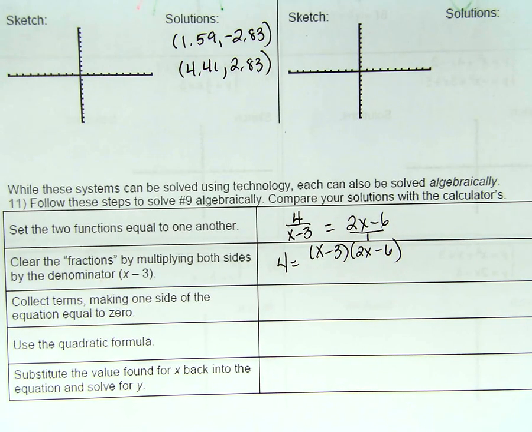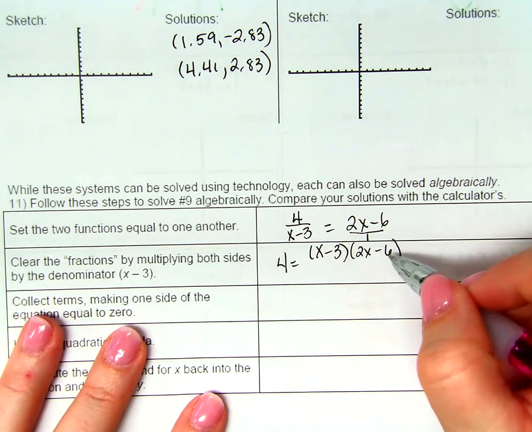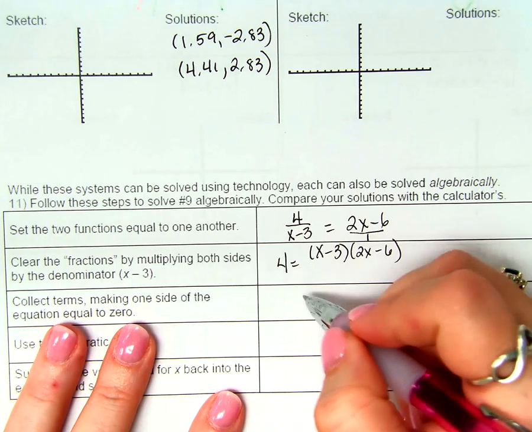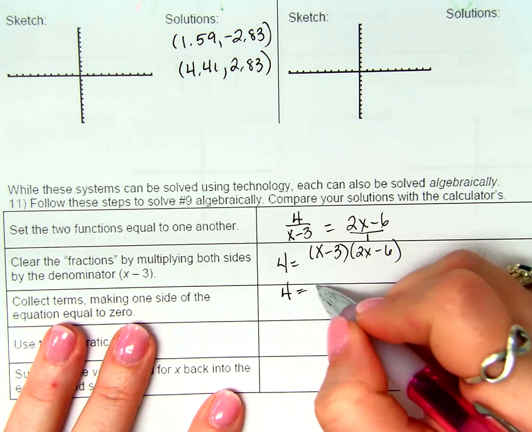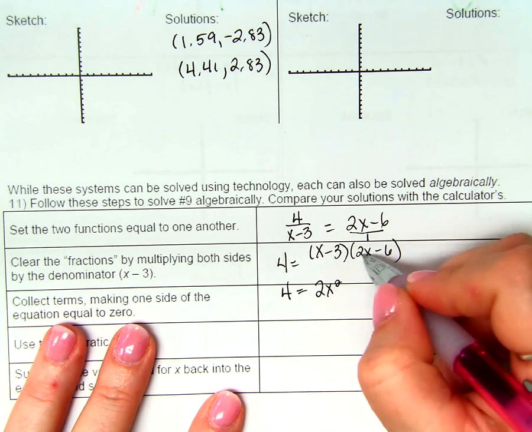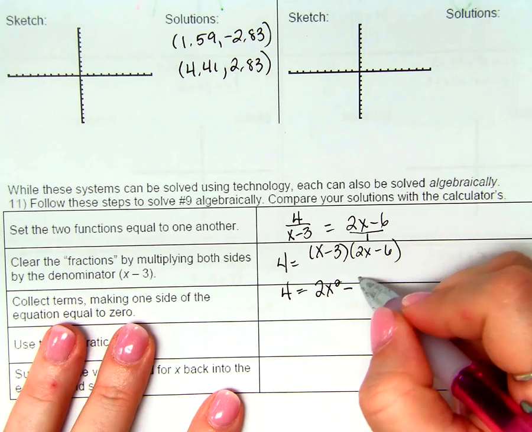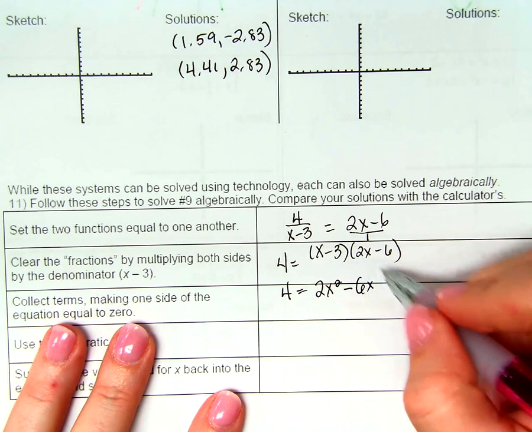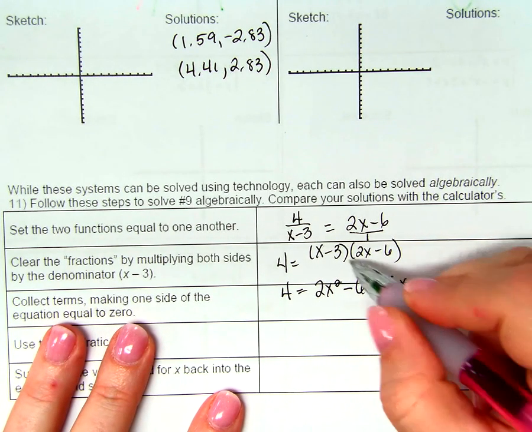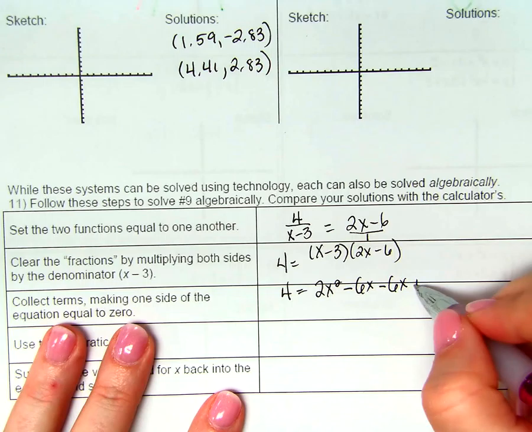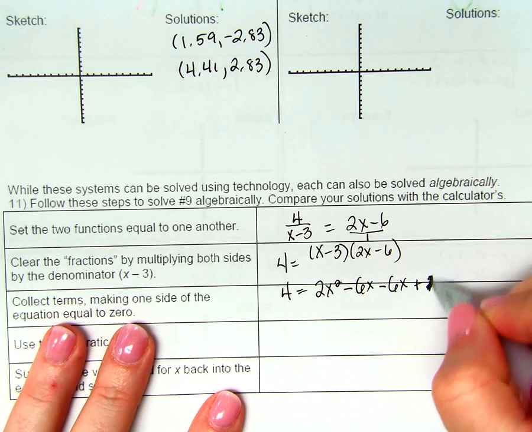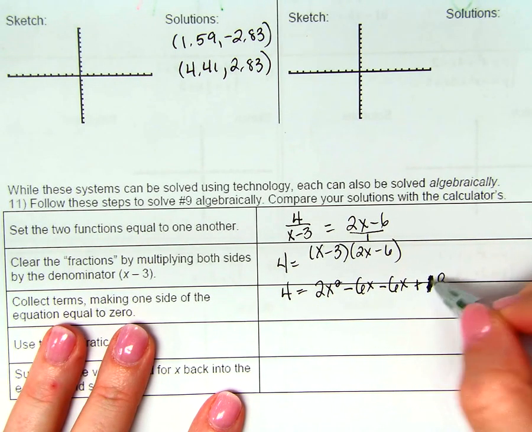Hopefully the answer is yes. How do I go about it? I distribute, don't I? Distribute. Okay, so this is going to be 4 equals 2x squared, minus 6x, another minus 6x, and then plus 18, right? That's a 1. Pretend it's a 1.